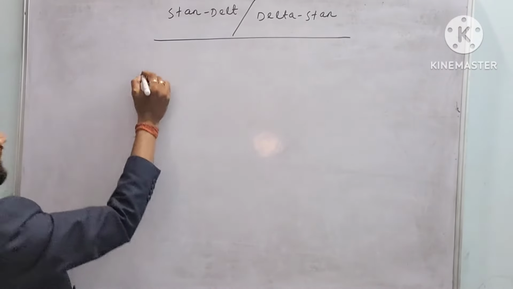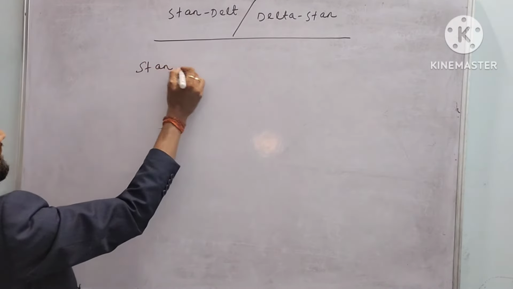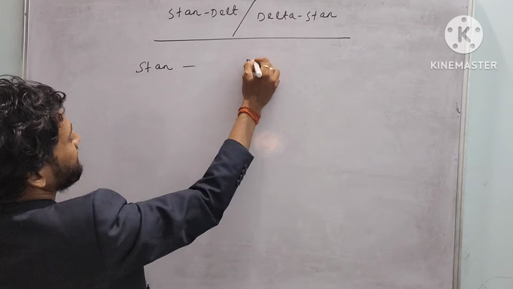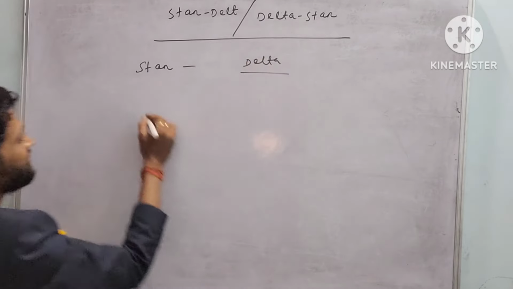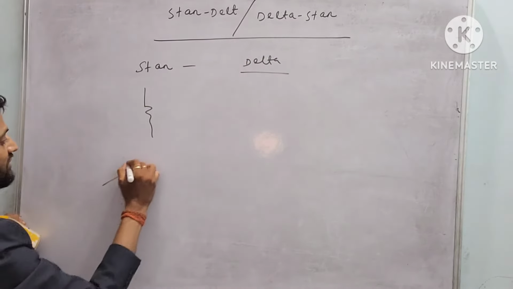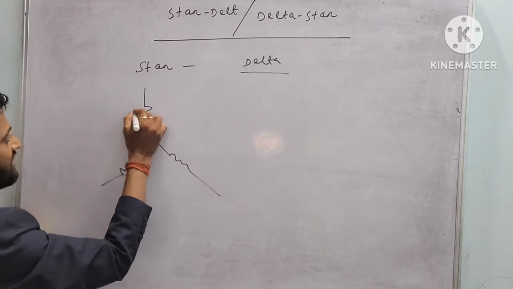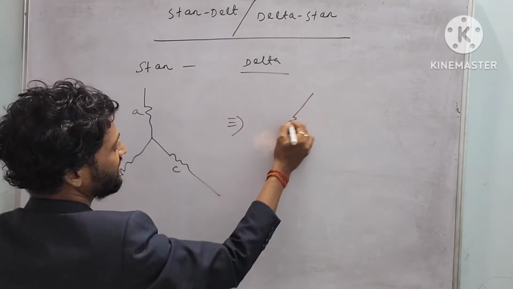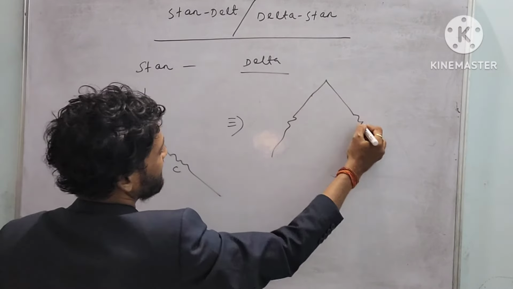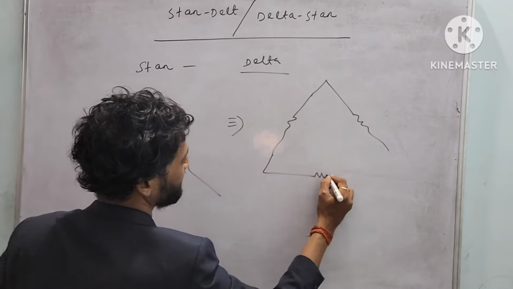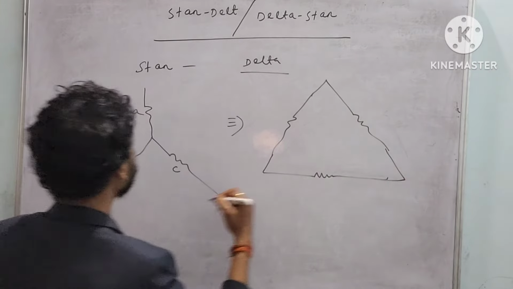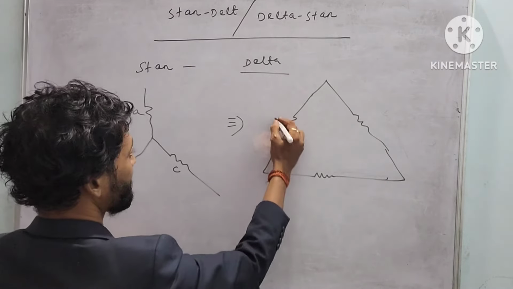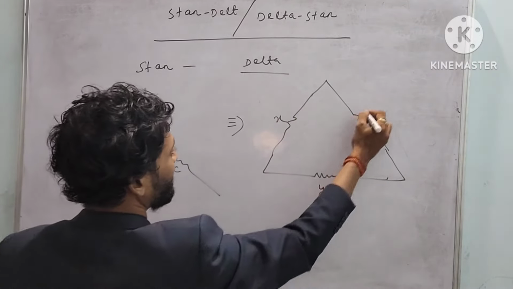Next we will go for star to delta conversion. See, ये हो गया हमारा star connected circuit. Let these elements be A, B and C, and corresponding delta elements, let these be X, Y and Z.